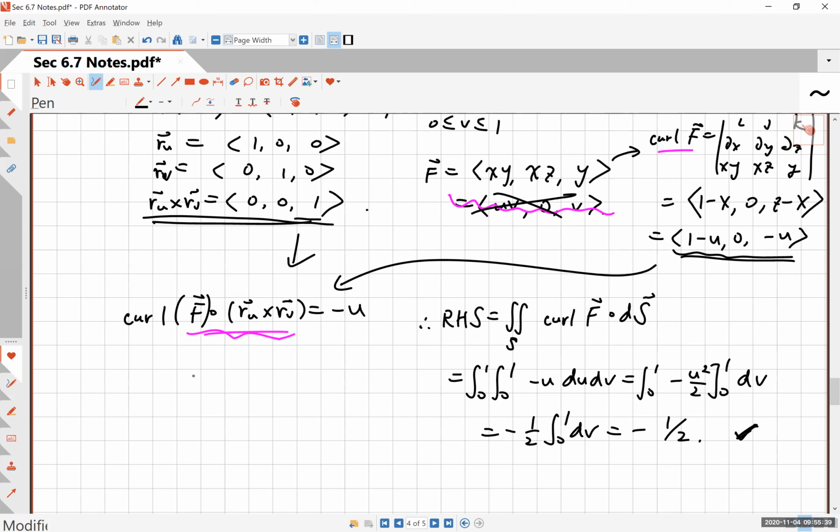So this is how Stokes theorem is often used. When the boundary consists of a bunch of edges or something, instead of doing several integrals, you can just do all that in one integral using the right-hand side. Okay, so there's Stokes theorem.